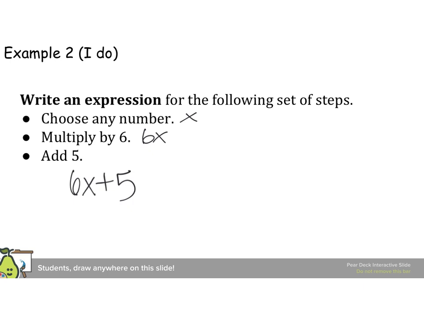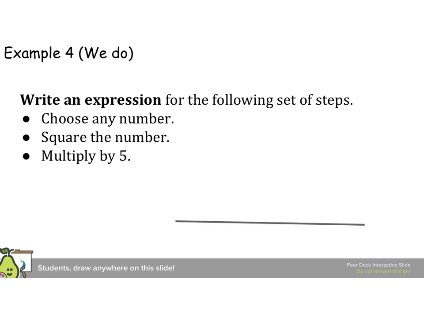And this one, choose any number, so x. Square that number. That would be x squared. Multiply it by 5, so 5x squared. And remember, guys, it doesn't make sense to use an x for multiplication anymore since we're using x's for variables. So I just want you guys to write it as 5x squared.